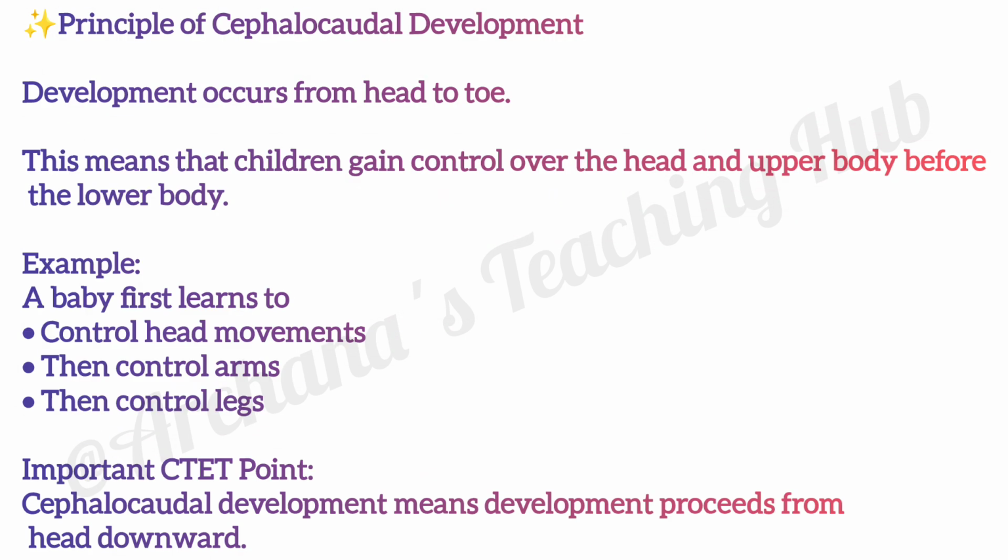Principle of cephalocaudal development. Development occurs from head to toe. This means that children gain control over the head and upper body before the lower body. For example, a baby first learns to control head movements, then arms, then legs. Cephalocaudal development means development proceeds from head downward.